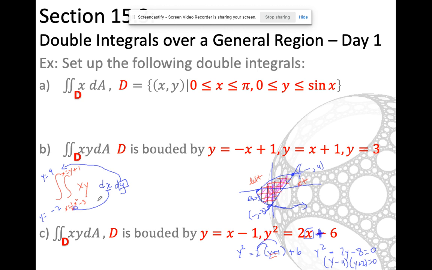All right. So again, for this objective, really the setup is the most important piece. And yes, you will have to evaluate some, and it can get harrowing. But if you can get the setup right, you can get a lot of follow-through points, even if you do the integration wrong. All right, I will see you on Tuesday.